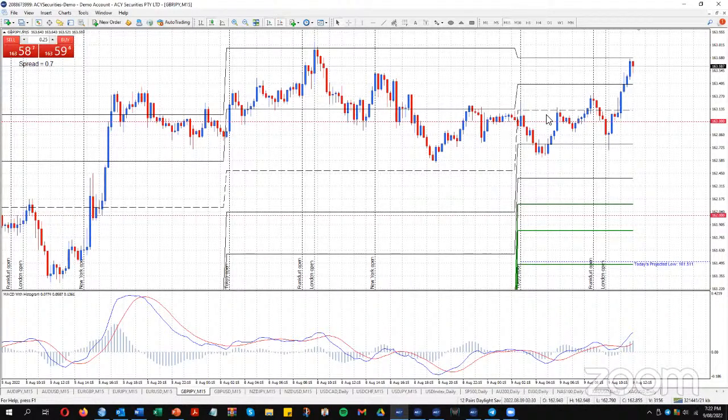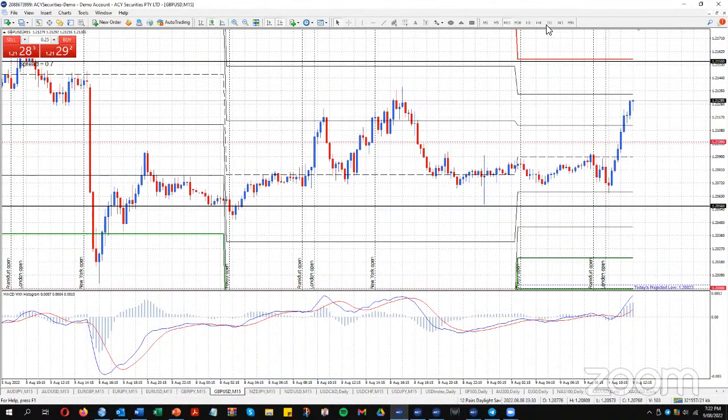Not seeing anything too much there. Tomorrow, if we get a nice close above 163, watch 163 to be support tomorrow. At the moment, we were a little bit above and below. But if we now are convincingly above and we stay convincingly above, watch for that to be possible support tomorrow.